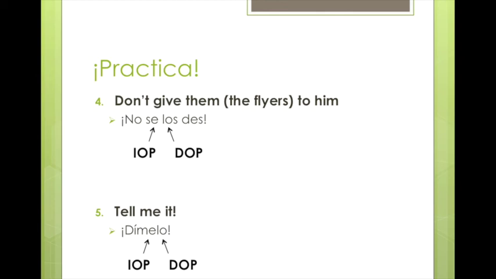Hopefully that helped a little bit with pronouns, whether direct, indirect, or reflexives, and how you attach them to positive commands, or how you stick them out in front of negative commands. Come see me if you have any questions.